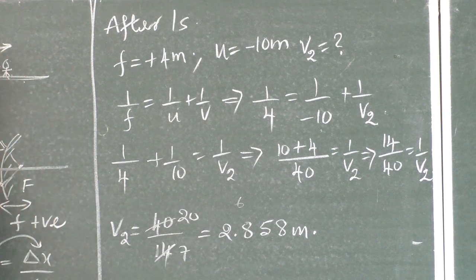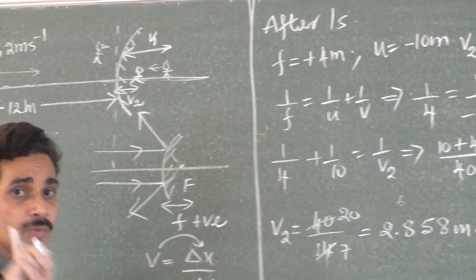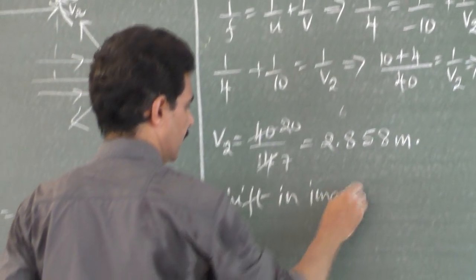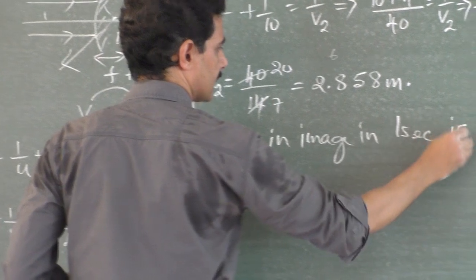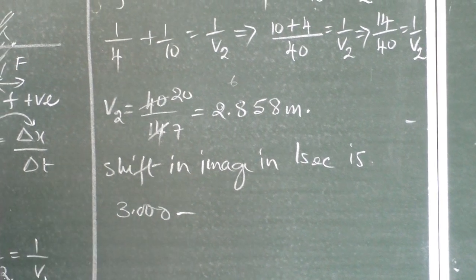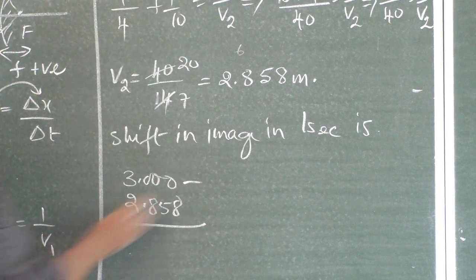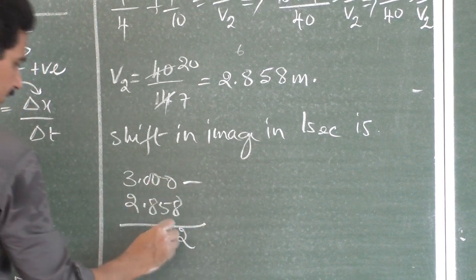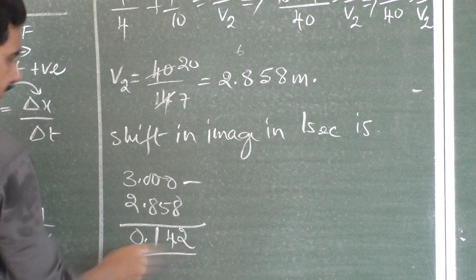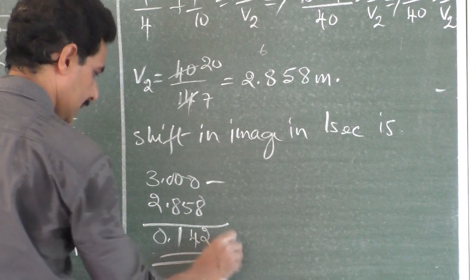So image will shift by a certain distance. 3 meters becomes 2.858 meters. This has happened in 1 second. So what is the difference? The shift in image in 1 second is how much? 3 minus 2.858, because the original image distance is 3. So what is the difference? 10 minus 8 is 2, 9 minus 5 is 4, and this is 1, so I have brought 1 here, 0.142. So this is the shift, therefore this is in 1 second.